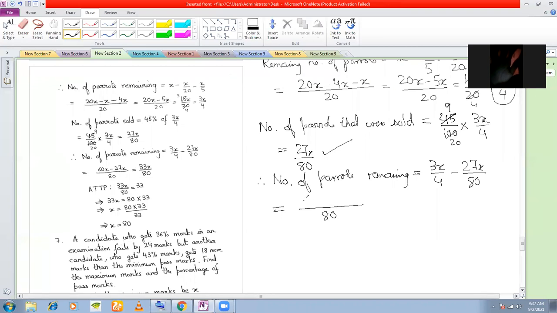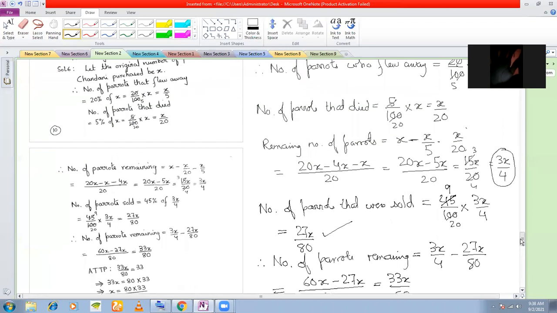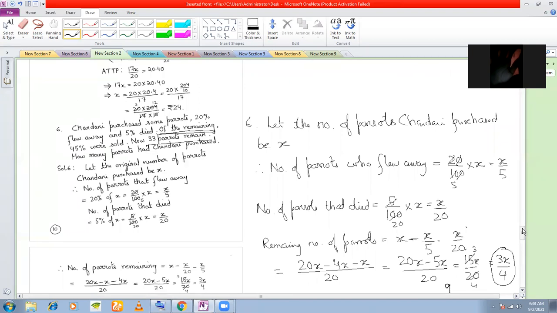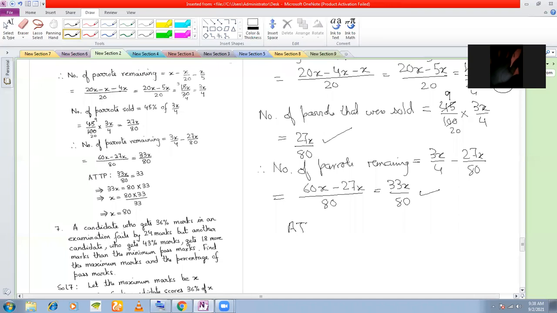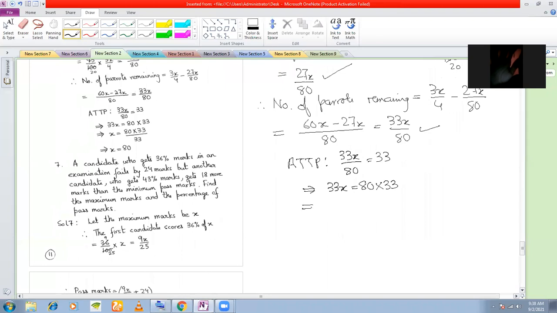So 80 divided by 4 is 20. 20 into 3 is 60. 60x minus 27x. Okay, so you get 33x by 80. So how many parrots are remaining here? 33 parrots remain. So that means this quantity must be equal to 33. Now we can solve. Cross multiply. That means how many parrots were there? 80. She bought 80 parrots initially. Is it clear? So I'll stop here.